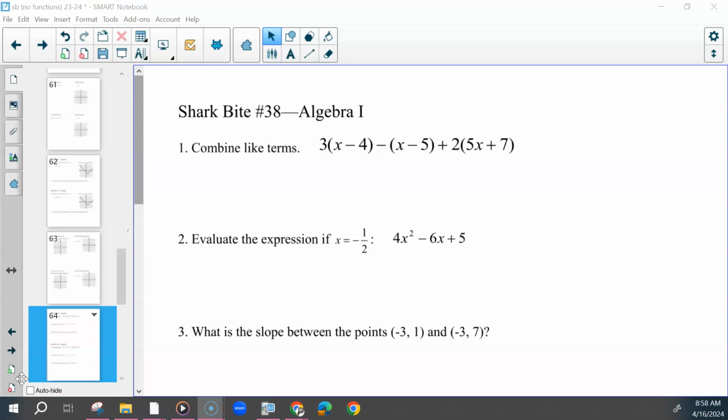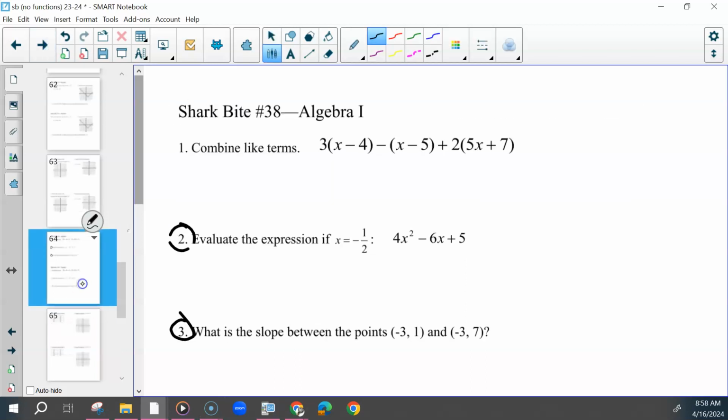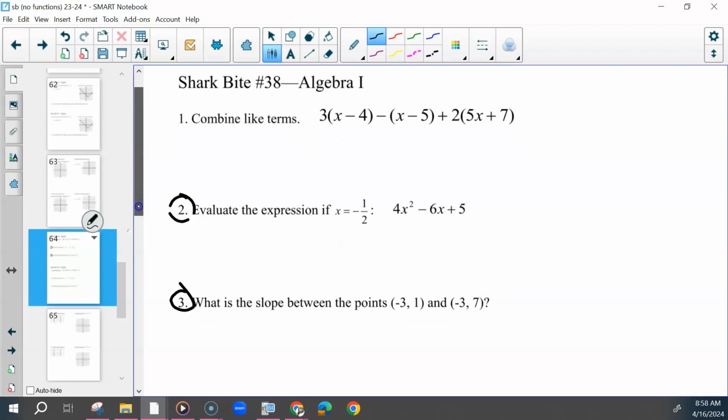It looks like majority 4s and then some 3s and 2s. So we'll do those 3. So all of this can be done in Desmos.